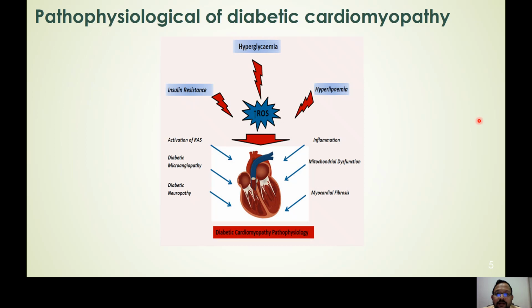If you look at the pathophysiological changes in diabetic cardiomyopathy, we know that in the diabetic condition, hyperglycemia increases, and also hyperlipidemia and insulin resistance increase. These three factors can increase reactive oxygen species. When reactive oxygen species increase, it leads to inflammation, mitochondrial dysfunction and increased fibrosis. Finally, it leads to diabetic cardiomyopathy.